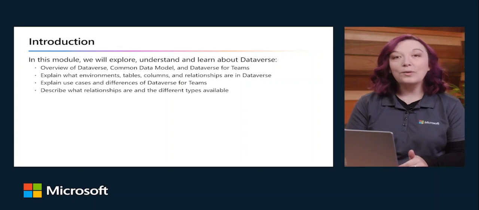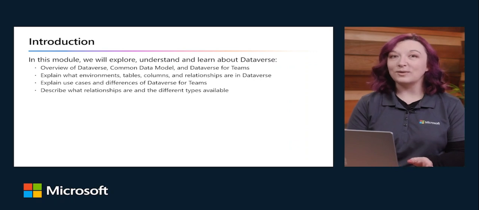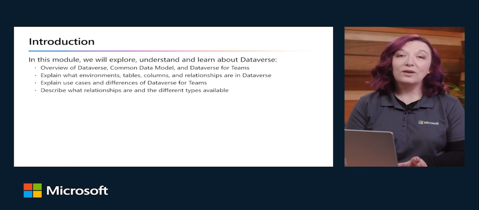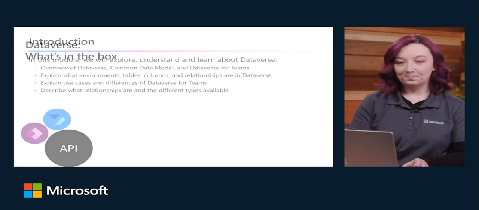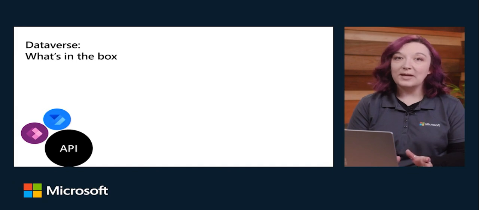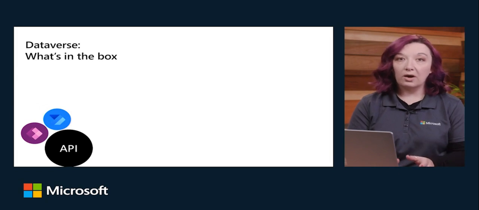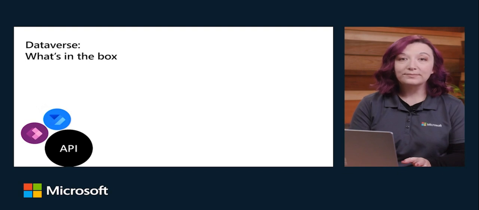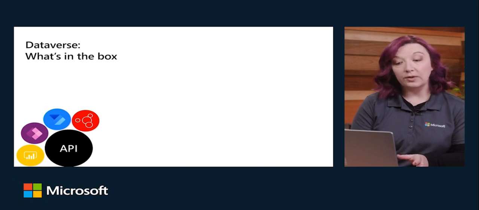So in this module, we're going to explain some terms including environments, tables, columns, and relationships. I'll also go over Dataverse for Teams. And finally, we'll talk about business rules and the Power Platform Admin Center. Under the hood of the Dataverse, everything runs around different APIs. So our Power Platform tools like Power Apps, Power Automate, Power BI, and AI Builder can connect to it natively. That also means that it works for non-Microsoft tools like Xamarin or Visual Studio.